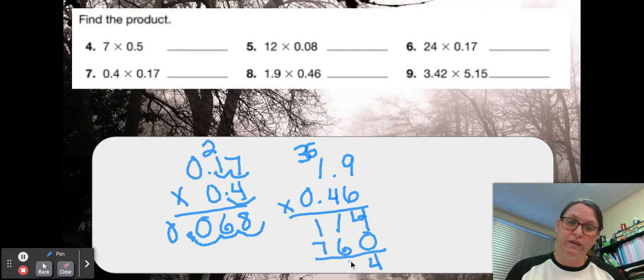So 4 plus 0 is 4. 6 plus 1 is 7. 7 plus 1 is 8. Now I have to do my counting my decimals. So I have 1, 2, 3 places.